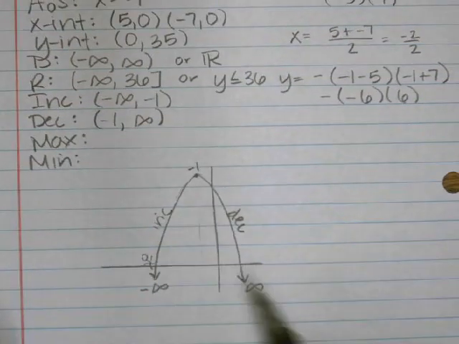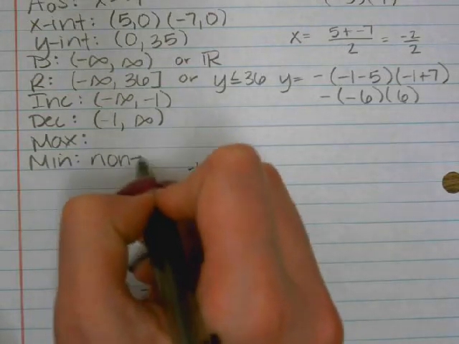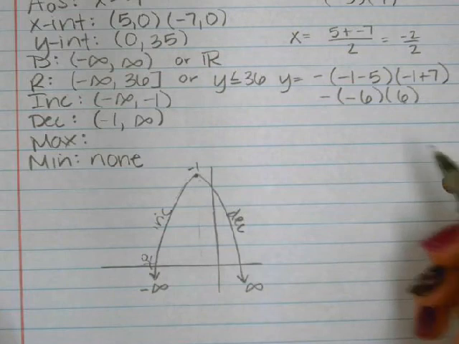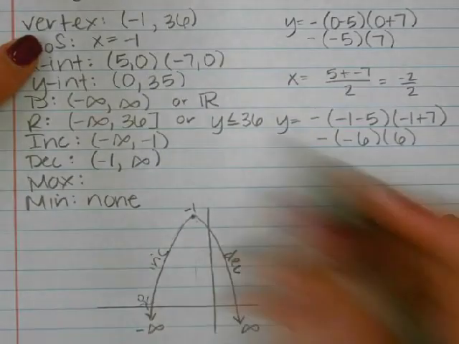If you look at this picture, you can see that there is a max, but there is no min. I don't have a point down here that's the lowest point, so I'm going to say none for min. And the maximum is also the vertex, and so the maximum is 36.